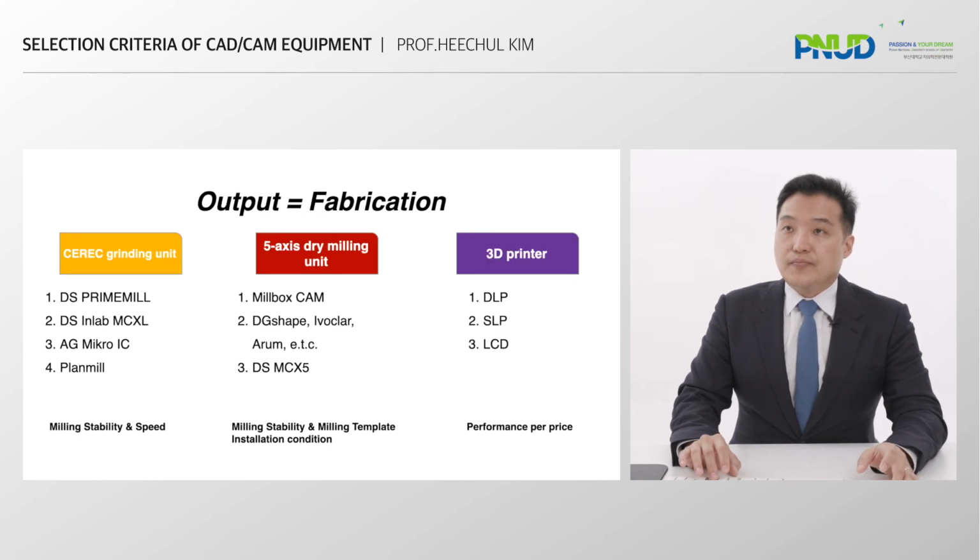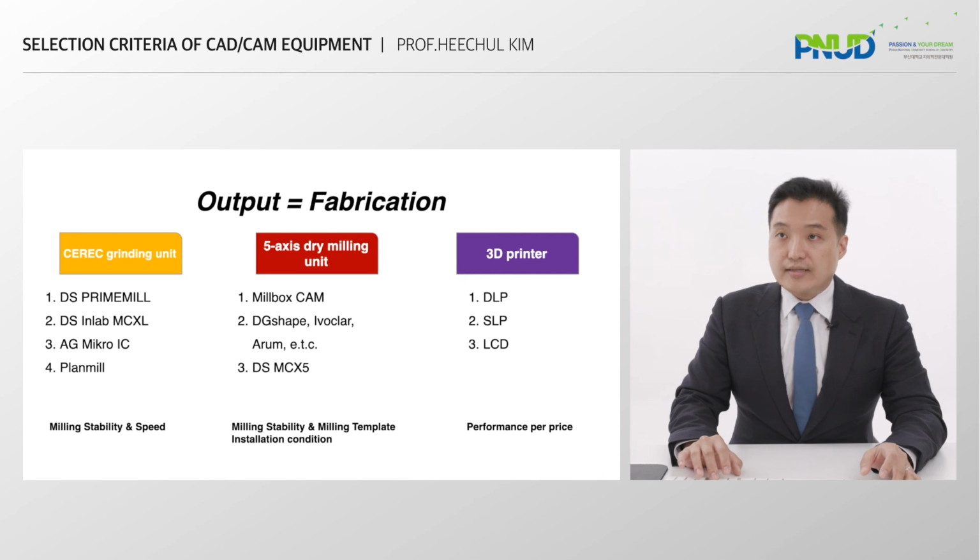This is a list of equipment organized by milling strategy. You would have to review the milling table and speed in order to decide on a CEREC grinding equipment, whereas the stability and flexibility on various milling materials and shapes would be the biggest concern for a 5-axis milling unit. Also, please don't forget that CAM software could be a more important factor than the milling machine itself, because the result from a single machine could be totally different depending on the software.